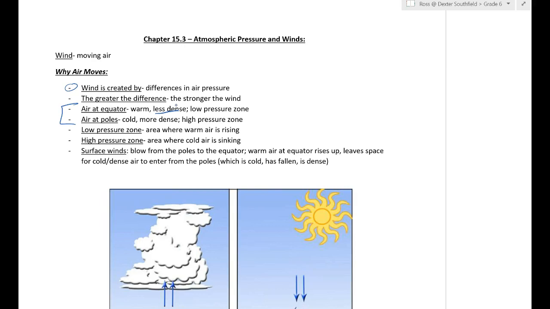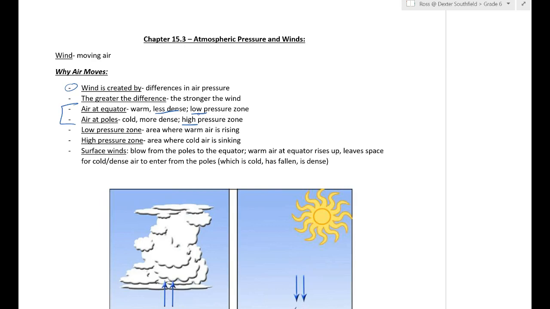At the poles, on the other hand, where there is less sunlight and the temperature is colder, therefore the air molecules have less energy and become more dense. As they become more dense, they sink down towards the ground. If you've got a lot of air sinking down and therefore pushing down against the ground, that's a high pressure zone. Okay? So that high pressure zone versus low pressure zone is what's going to initially cause air to move.